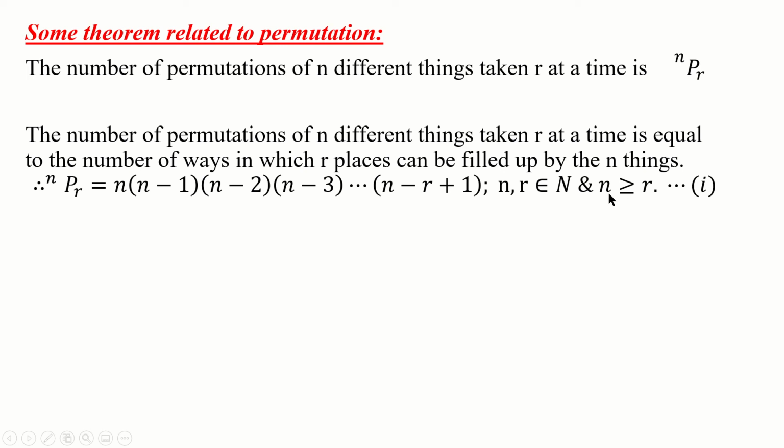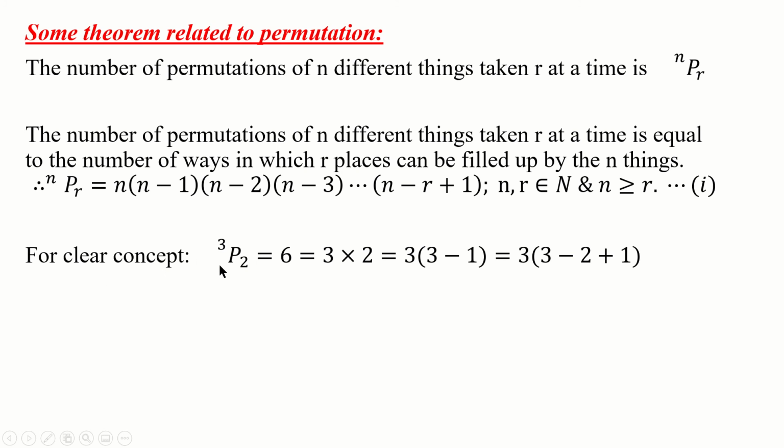That means n is always greater, but sometimes they are also equal. Okay. And in a permutation, all are different. That means no repetition.